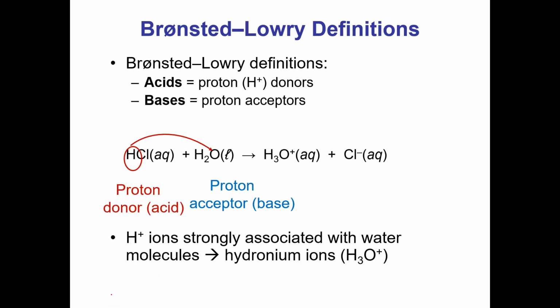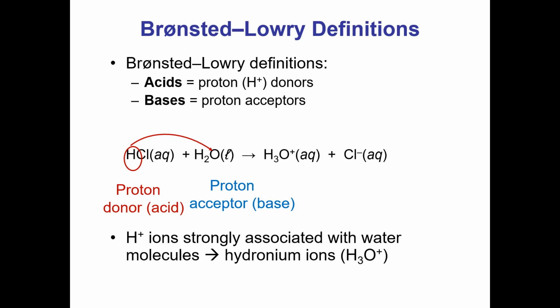The definition that we more commonly use, at least in general chemistry, is the Bronsted-Lowry definition. The Bronsted-Lowry definition still has acids as proton donors. They give up an H+, and if you think about a hydrogen atom, it has one proton and one electron. If it has lost its one electron to have a positive charge, all that's left is a proton. So we refer to H+ as a proton. According to the Bronsted-Lowry definition, an acid is a proton donor, and a base is a proton acceptor.